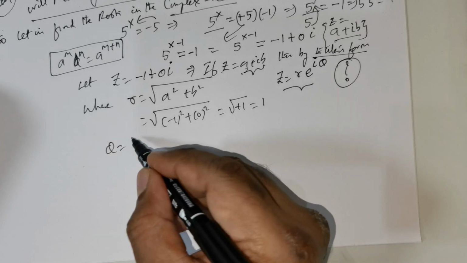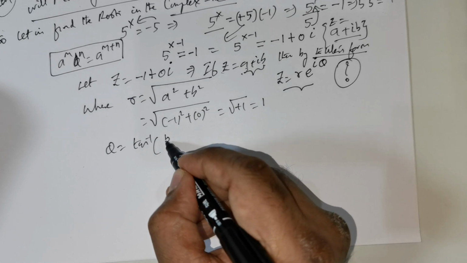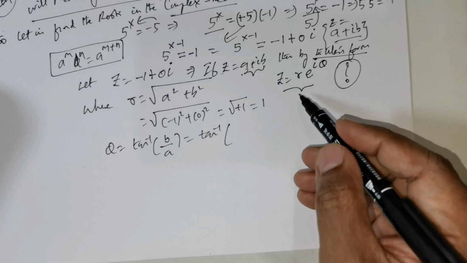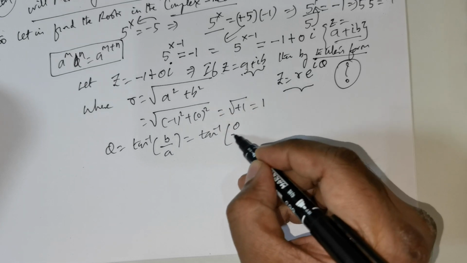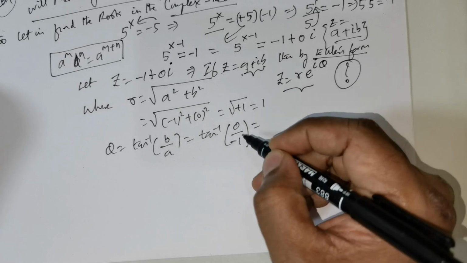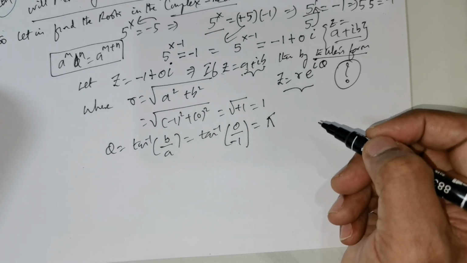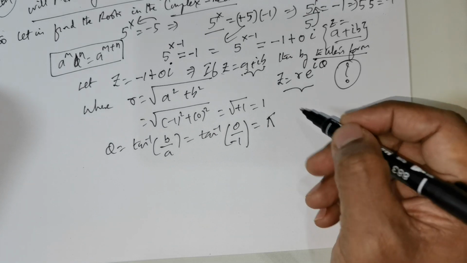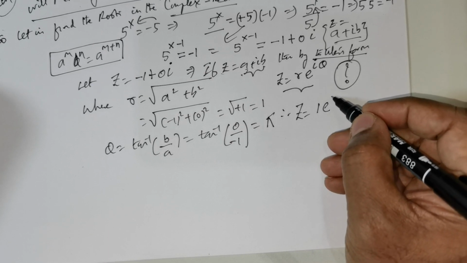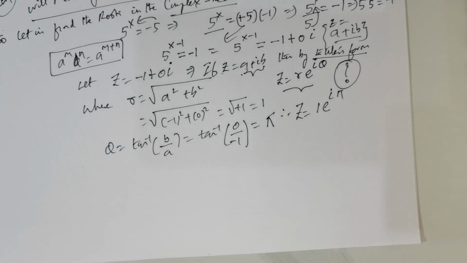And theta is given as tan inverse of b divided by a. In this case, tan inverse of my b value, as I mentioned, is 0, and my a value is negative 1, which is going to be pi. Fair enough, right? So therefore my z is equal to 1 times e raised to the power of i, where theta is pi.